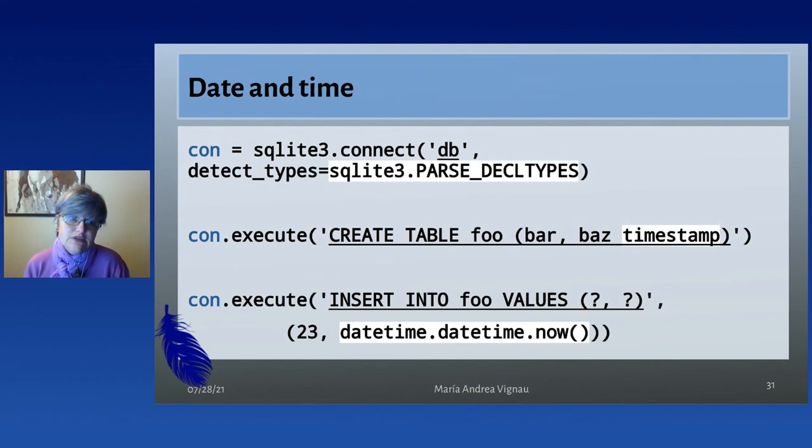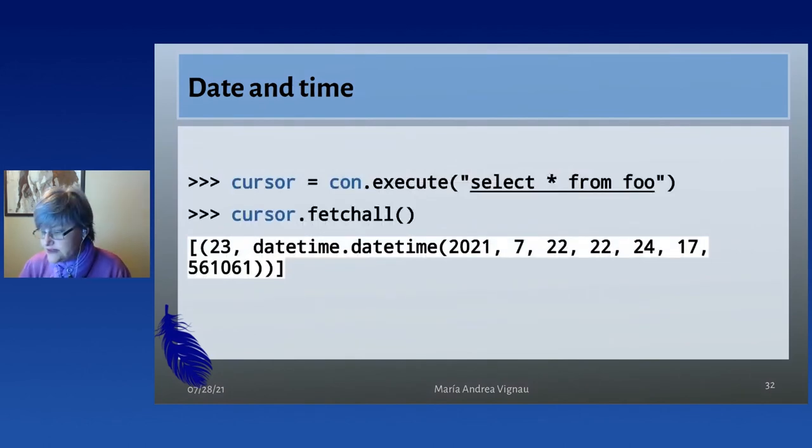Another way is to use parse declared types. Parse declared types is an option, and you need to use it when you create your connection. For example, here we open the connection using SQLite parse declared types. You execute it, declaring that the column is a timestamp. Then you insert just using datetime from the default library in Python. So you import datetime and you can use it. The data is stored in a binary format and you can fetch it in the same format that you stored it.